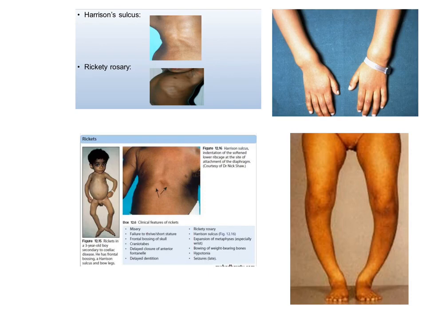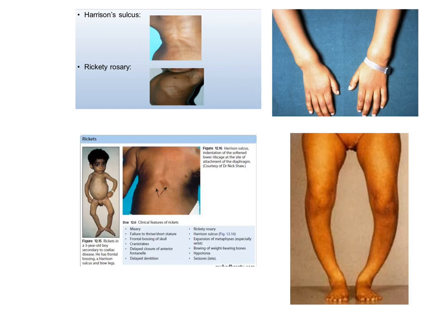And this is what is called Harrison sulcus. Because of the pull of the diaphragm on the thoracic cage, there will be a sulcus, a groove, in the lower part of the thoracic cage, above the costal margin, due to the pull of the diaphragm on the soft rib bone. Ricketic rosary. These are the ricketic rosary. The site of the costochondral junction looks like a bead when you feel it by your hand.